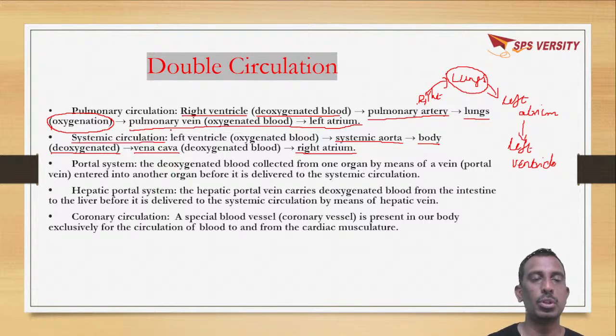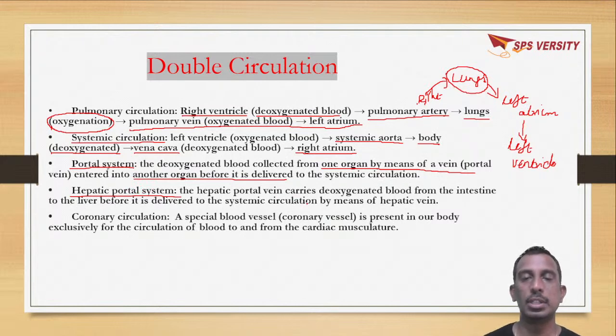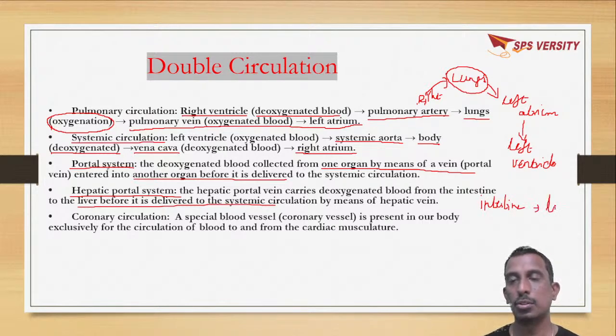And besides this, there are portal systems, where blood is bypassed, going without entering the heart. So here deoxygenated blood collected from one organ by means of a vein enters another organ before it is delivered to systemic circulation. The best one you can see is the hepatic portal system, where it carries deoxygenated blood from the intestine to the liver before it is delivered to systemic circulation. That means this hepatic portal vein will carry deoxygenated blood from the intestine to the liver, which is called the hepatic portal system.